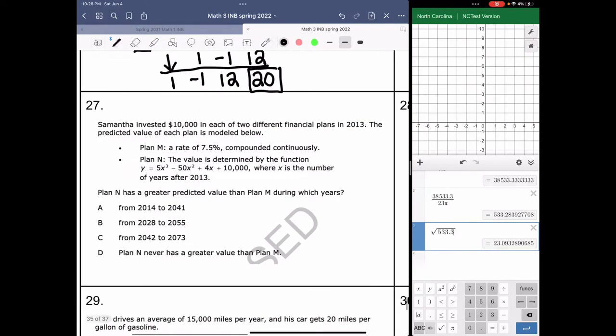All right, number 27. It says Samantha invested $10,000 in 2 different financial plans in 2013. The predicted value of the plan is modeled below. So we have Plan M. Plan M has a rate of 7.5% compounded continuously. So if you remember, compounded continuously is y equals P e to the r t. So I know this is y equals, my initial value is 10,000, e, we're going to change this to 0.075, and t.